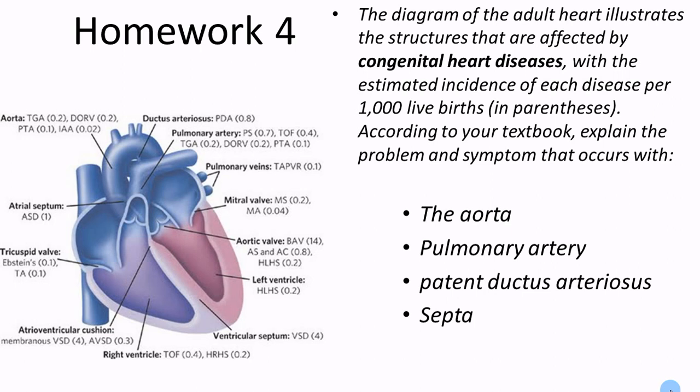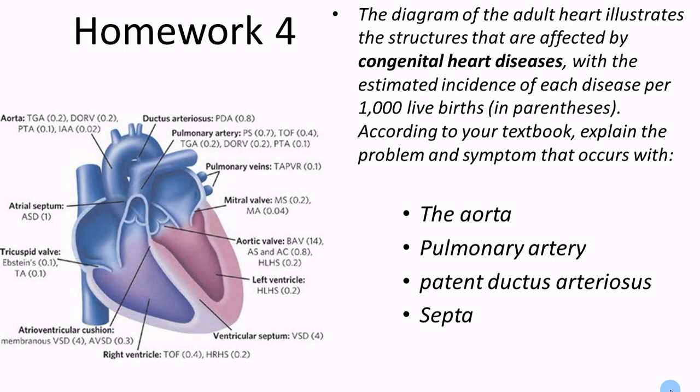So your job is you're going to look up some of these more common ones. So what is a congenital heart disease, or describe to me congenital heart diseases that happen to the aorta? Give me an example of a common one or the problem that can happen with pulmonary artery. What is patent ductus arteriosus? And then what kind of disorders or deformities happen to the septum? What could be the problem? So you can look at your textbook, you can Google them online, you can flip through.